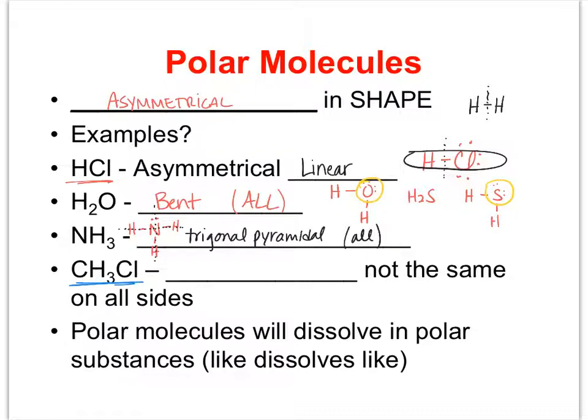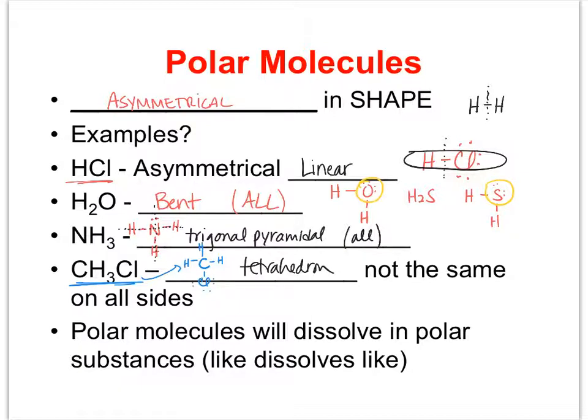Third example would be the CH3Cl, which we did draw in an earlier lesson. So we put the carbon in the middle and we have 3 hydrogens around it, but then the fourth side is occupied by a chlorine. So this would be asymmetrical. Yes, it's a tetrahedron, but it's not the same all the way around, so it is asymmetrical and polar.